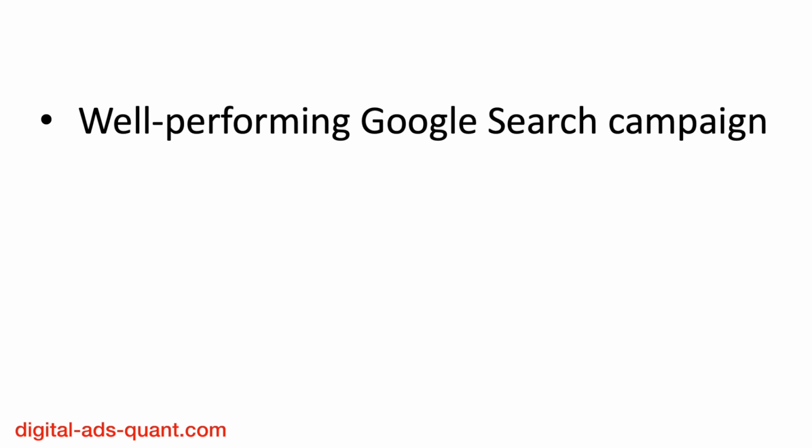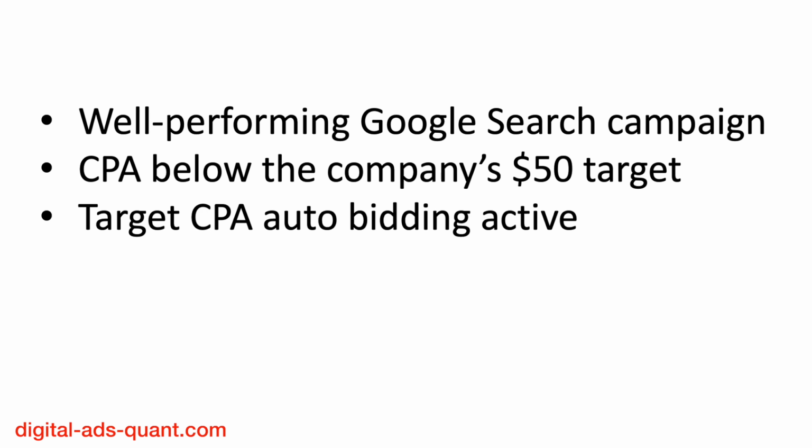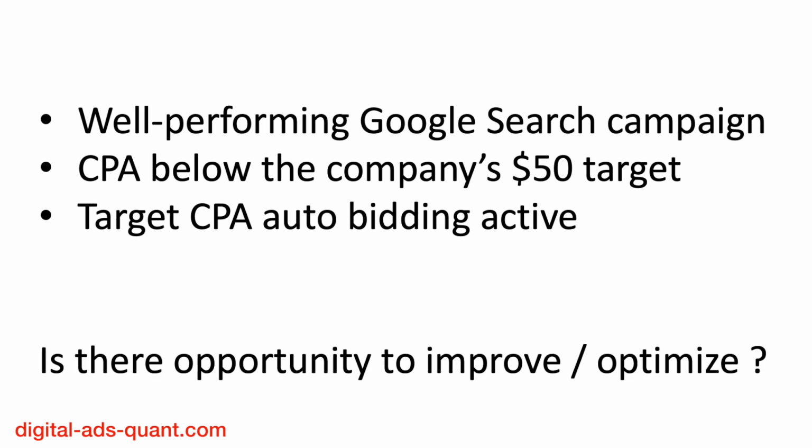It was a well-performing Google search campaign with the average cost per acquisition, CPA, being below the company's $50 target. In other words, we were spending less than $50 in Google ad cost to get a new revenue-generating sale. Google's target CPA auto-bidding setting for that $50 goal was in place, where, as we know, Google's algorithm decides how much to pay for each click within the market. But was there still an opportunity to improve?